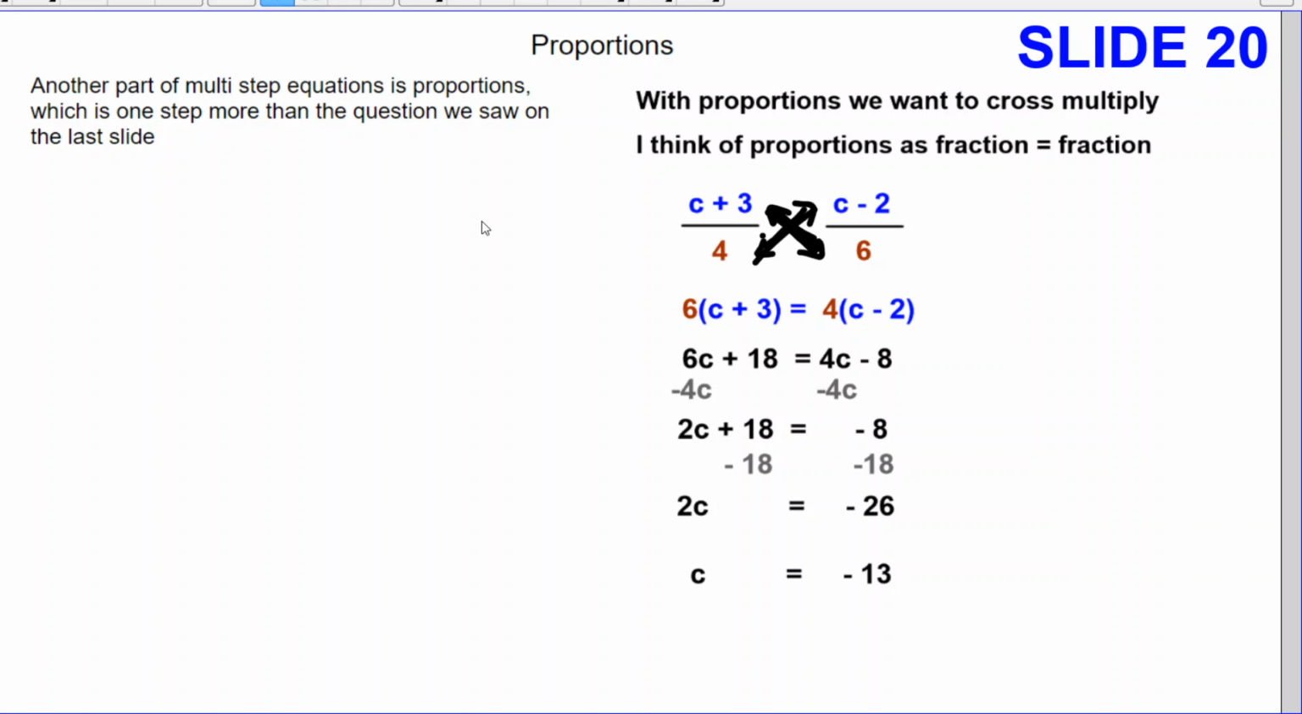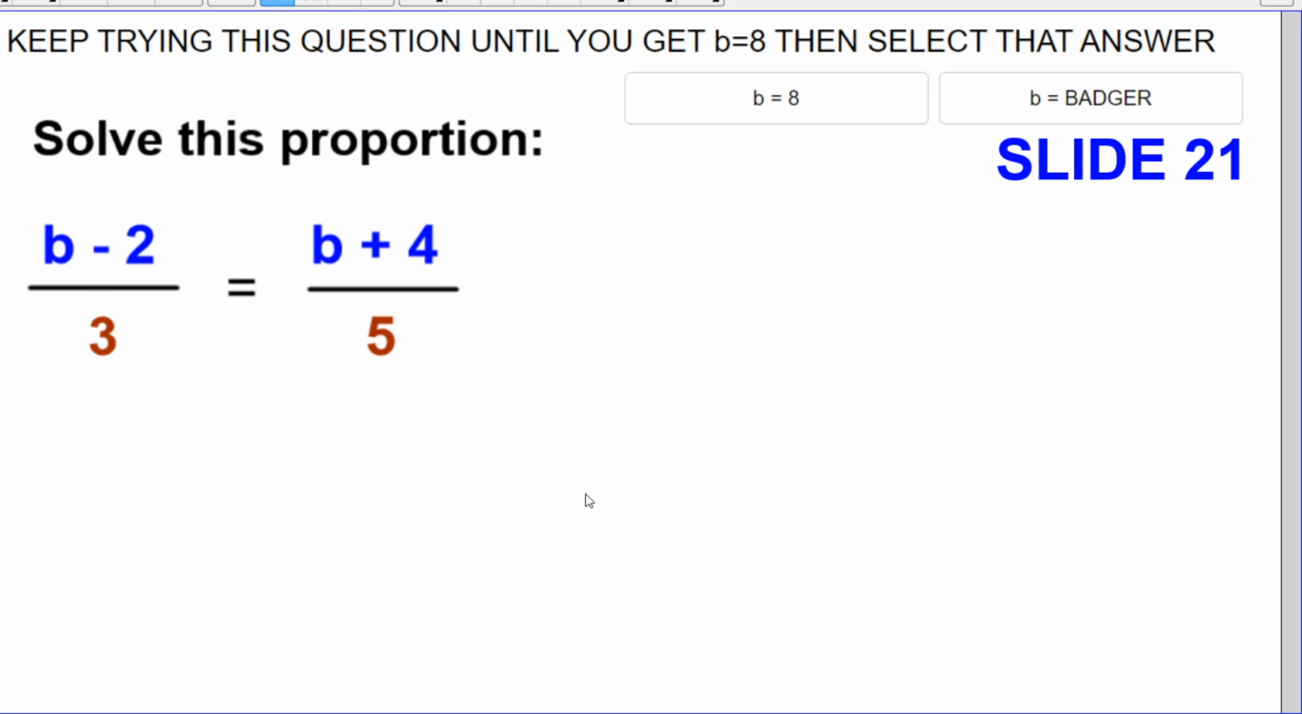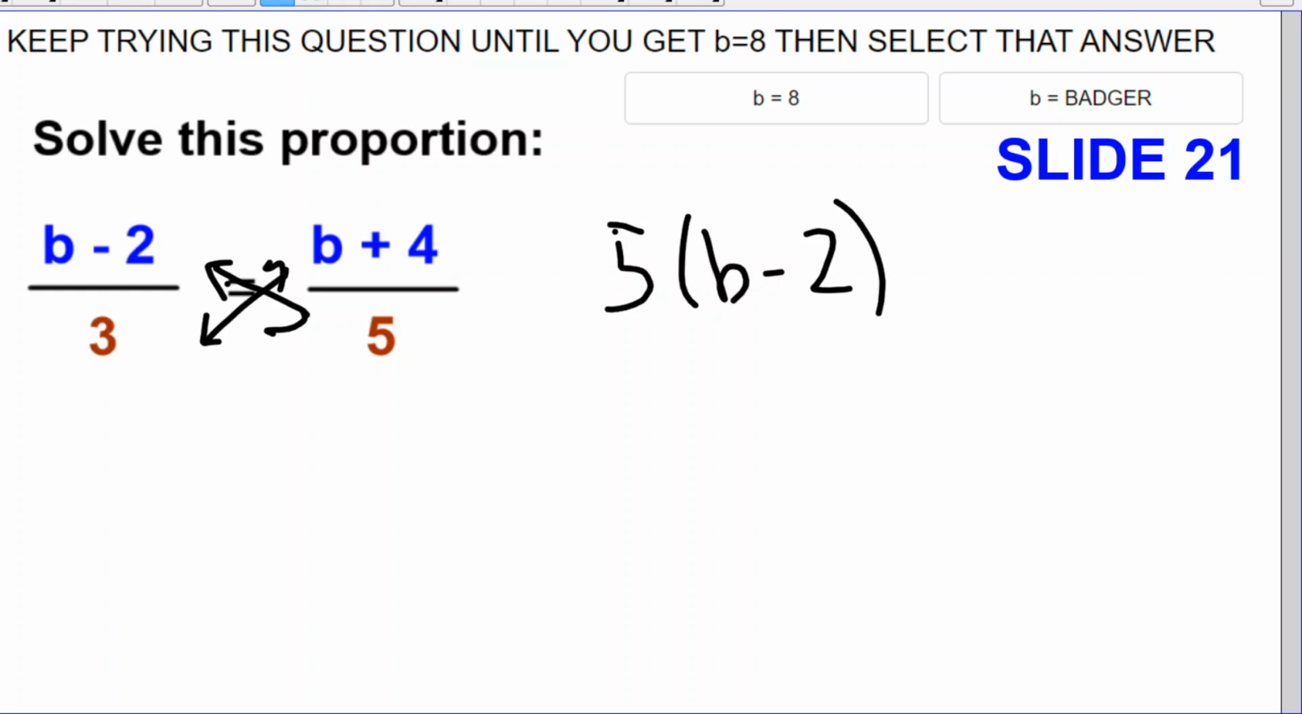And you can look through the rest of that example if you wish. But we're going to get to our own little proportions question. So I'm going to do this times this equals this times this. So I'm always going to put the number first. So I'm going to put the 5. And then I've got to remember those parentheses as well. And this says keep trying the question until you get b equals 8 and then select that answer. So I'm giving you the answer, but just to make sure that you're doing this question correctly.